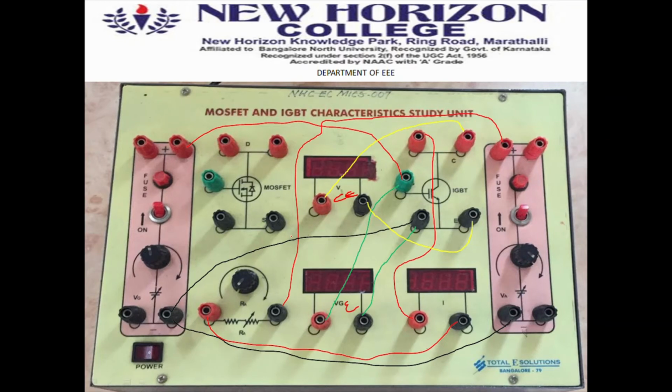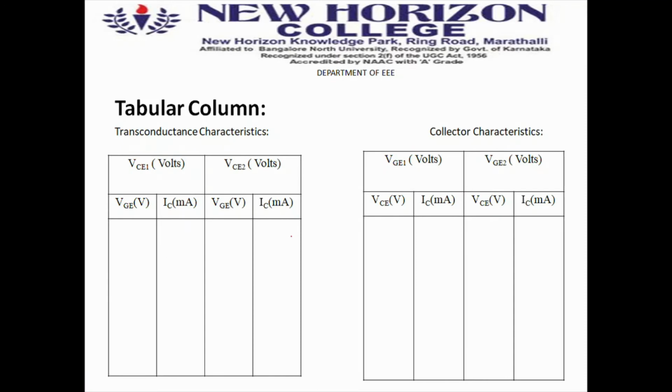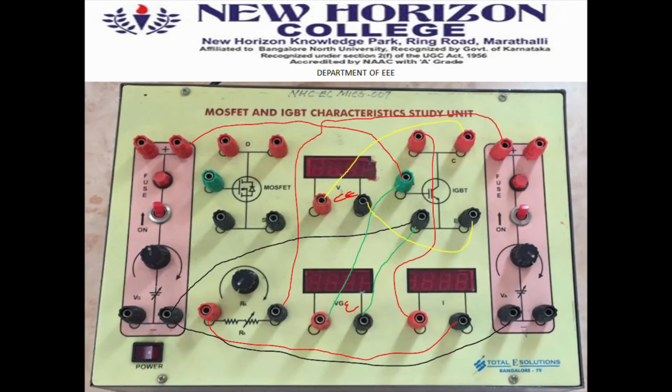Let us go for the procedure of how to do the experiment, which is the same as the previous one. When I'm trying to do this particular characteristic, first, transconductance, what I have to do is keep some value of output voltage constant. Initially, both the switches are off and both the knobs have to be in minimum position.